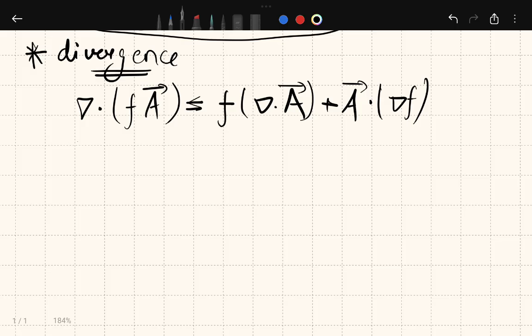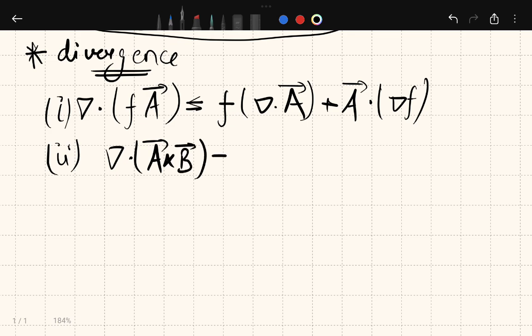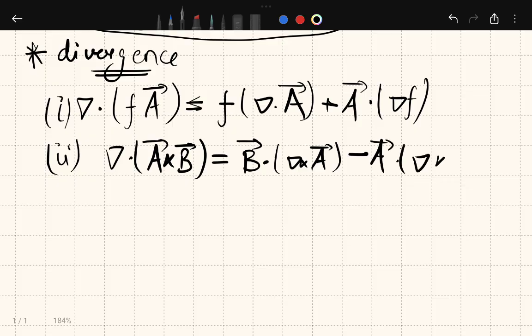And the second formula in the case of divergence would be: divergence of A cross B vector will be equal to B vector dot curl of A vector minus A vector dot curl of B vector. Why I am saying this curl, I hope you understand. You have seen the last video in the series in which we talked about curl, gradient and divergence.